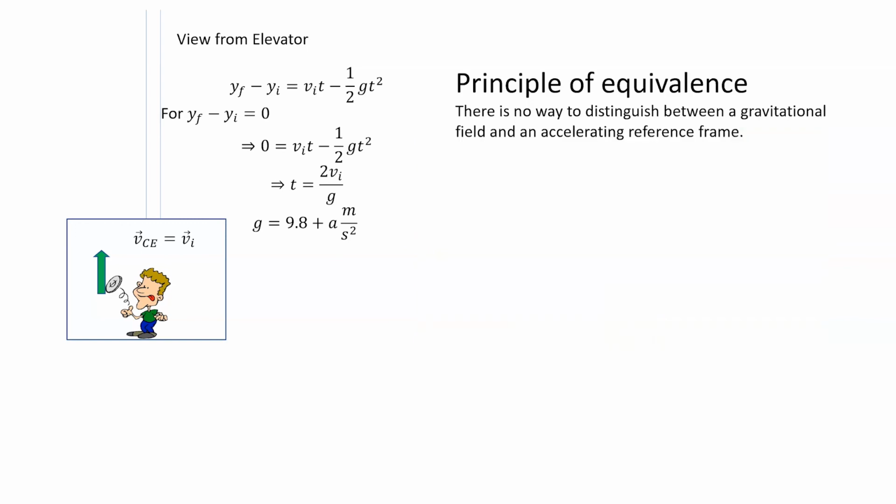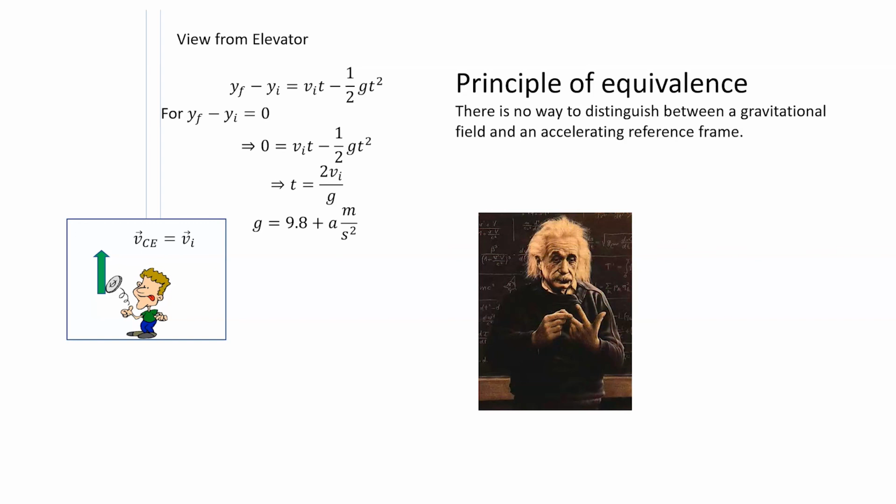And in fact, there's a name for this. It's called the principle of equivalence. There's no way to distinguish between a gravitational field and an accelerating reference frame. And this concept gave this guy a huge headache. He actually did this Gedanken experiment, he called it. Gedanken is German for thought experiment.